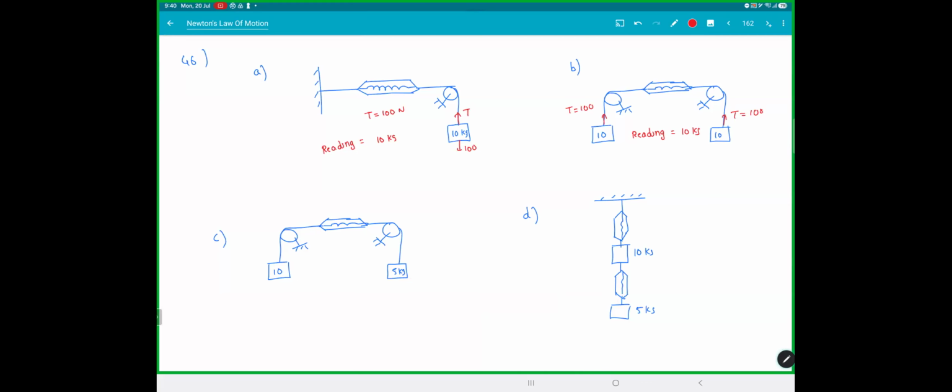On the other hand, this is easy here. So this guy will show the tension here. T1 is 50 newtons. This guy's tension T2 will be the total weight, 150 newtons. So this spring will show 15 kg and this spring will show 5 kg.